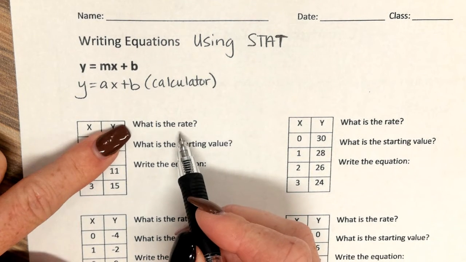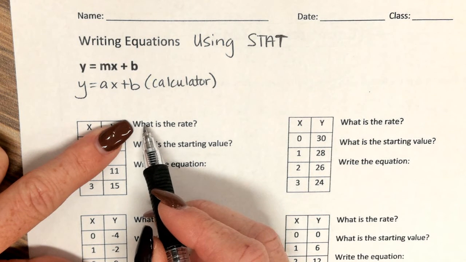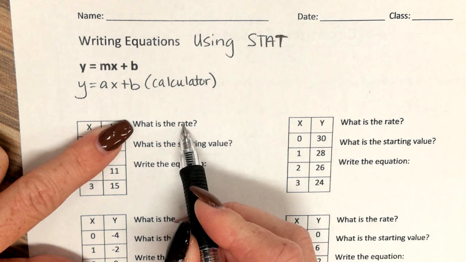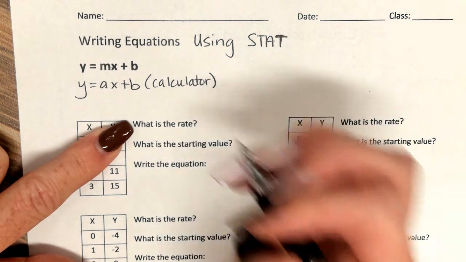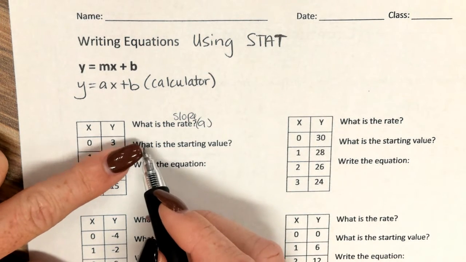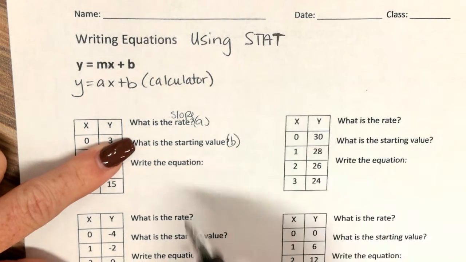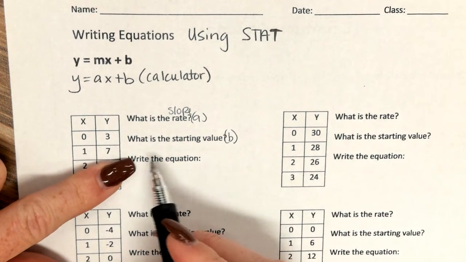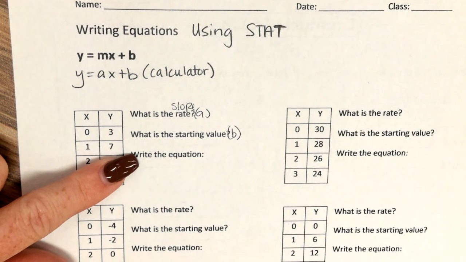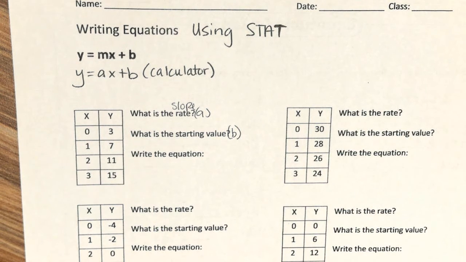Now everybody look at the 3 questions. I need everybody's eyes open and paying attention. What's the first question? What does rate mean? Slope. So you're finding the slope, the A. Then the next part says, what is the starting value? That's the B. That's the y-intercept. Then it says, write the equation. So it would be whatever you got for A, y equals ax plus b. You just fill in the numbers. If it's negative for B, use minus.